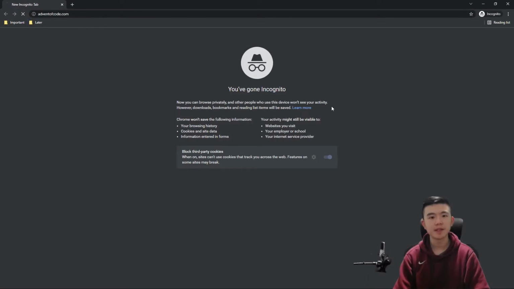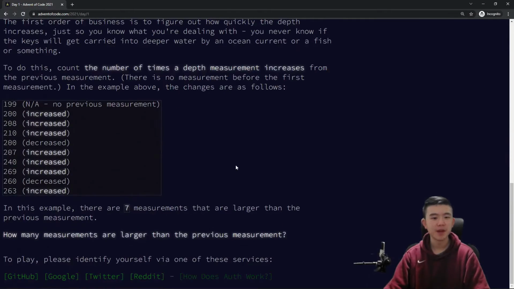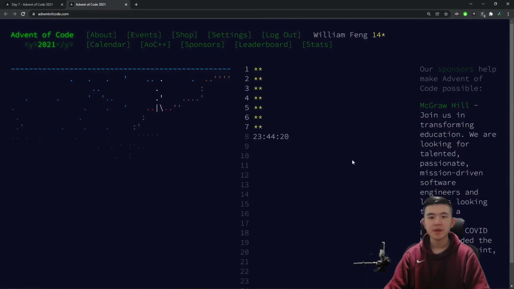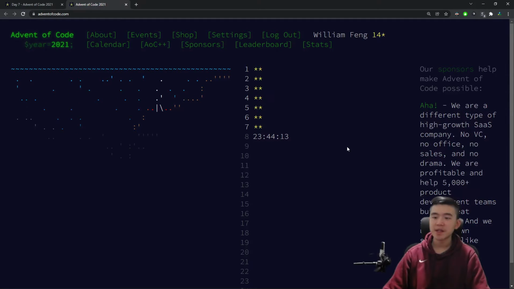So let's see, if we go incognito, we can see that actually if you finish day 1, or yesterday, the map was a bit different. So I like how these things change. It's quite cool.